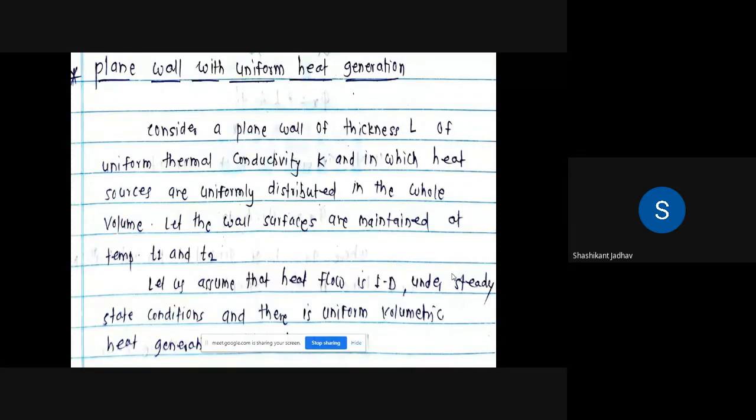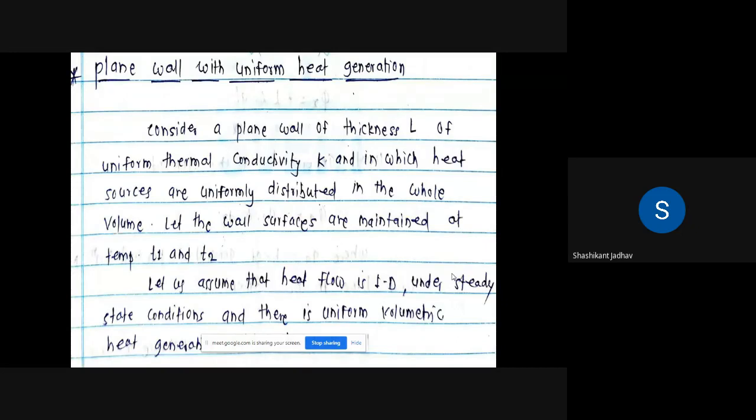So all of you write down the first derivation regarding this case: plain wall with uniform heat generation. Okay, write down plain wall with uniform heat generation.